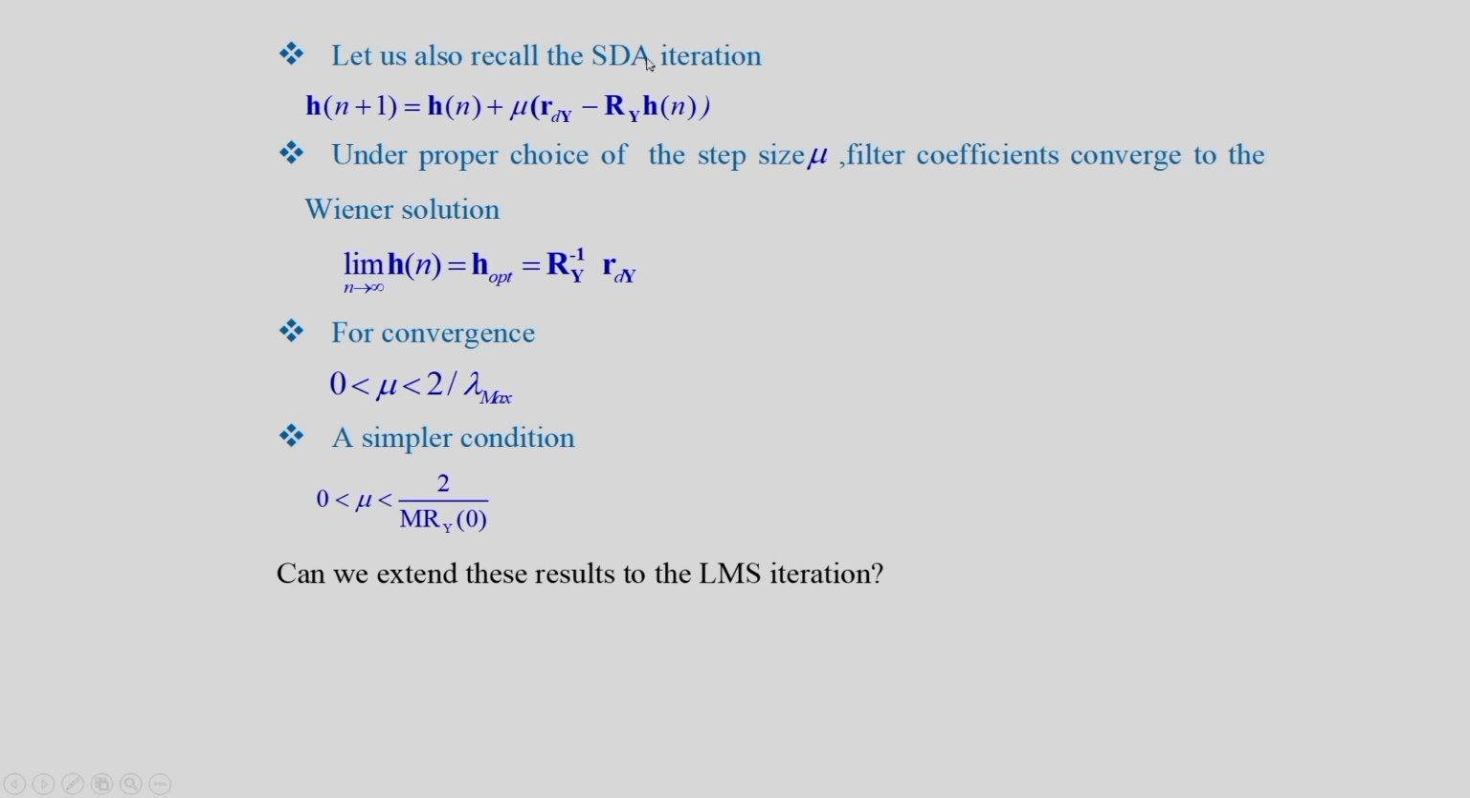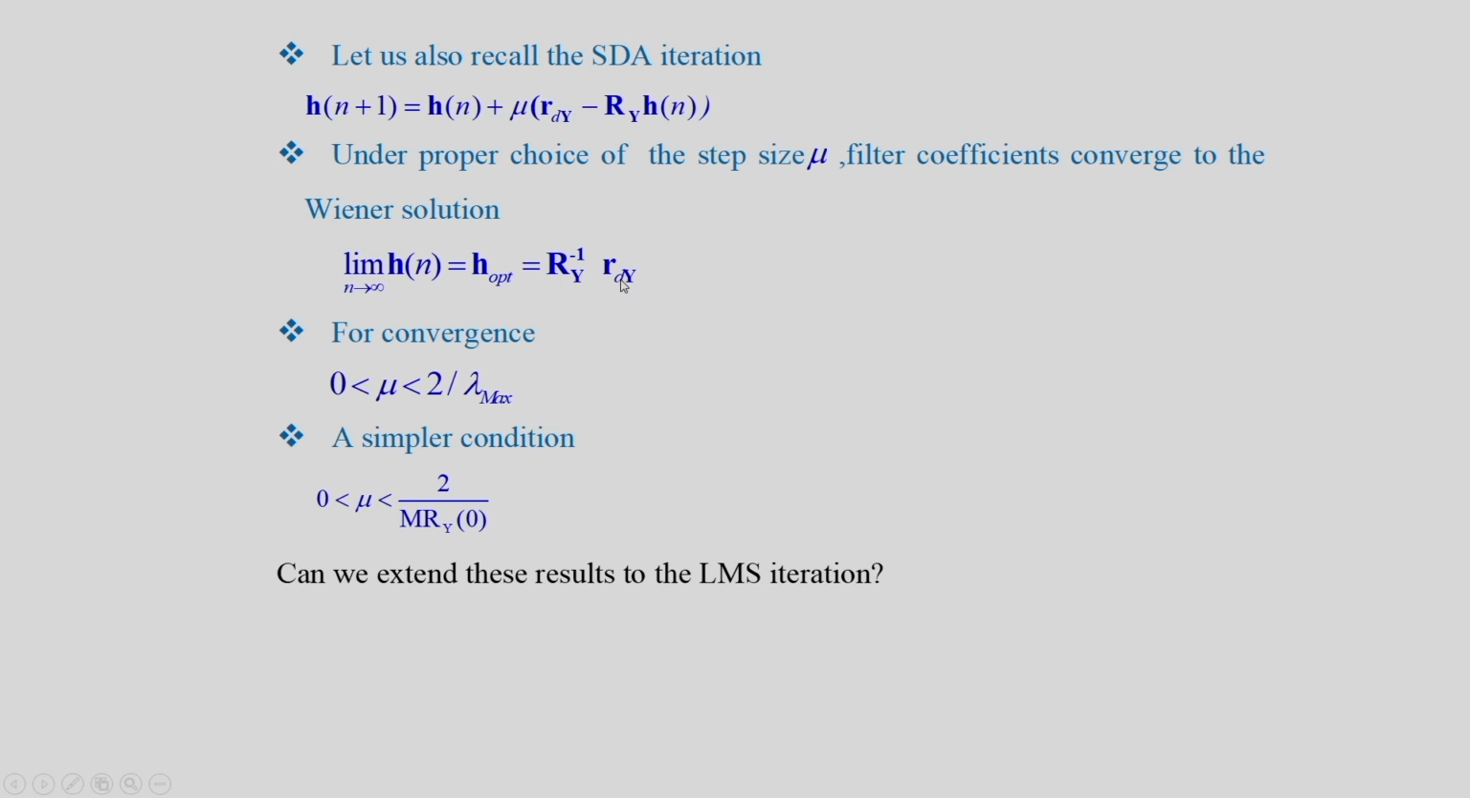Let us recall the SDA iteration. h(n+1) is equal to h(n) plus mu times (Rdy minus Ry into h(n)) vector, where Rdy is the cross correlation vector and Ry is the autocorrelation matrix. Under proper choice of step size mu, the filter coefficients converge to the Wiener solution, that is, as n tends to infinity, the limit of h(n) is equal to h optimum, and that is given by Ry inverse into the cross correlation vector.